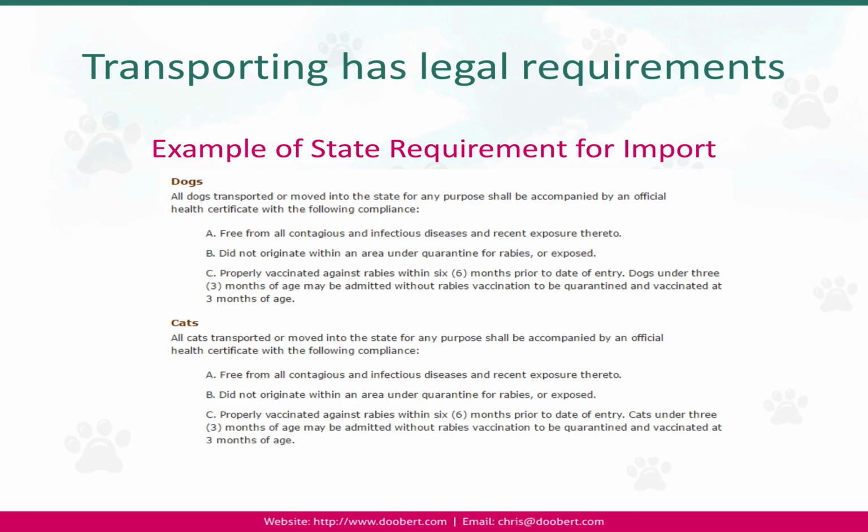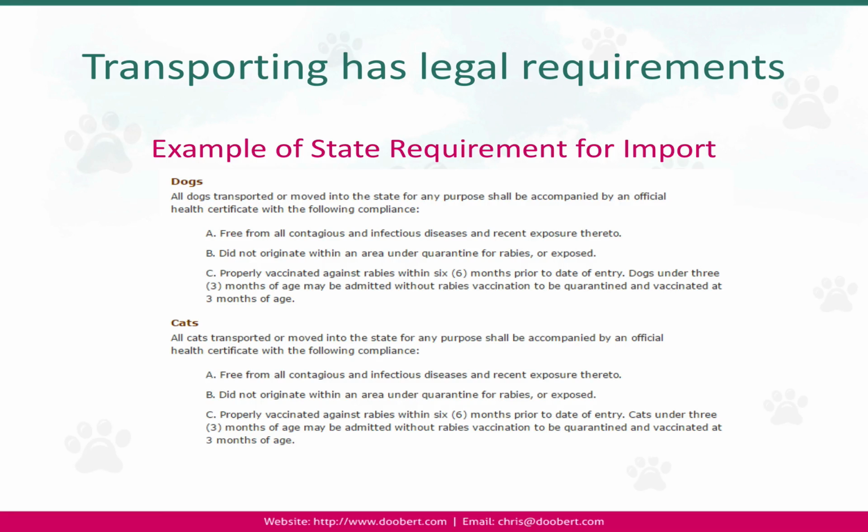Now into some legal requirements. Remember, as I mentioned, every state is a little bit different, but from the USDA website, you'll be able to actually get the details. So the one that we're showing you here is actually from the state of Mississippi. And it's just an example. Every state is a little different. It talks about all dogs being transported need an official health certificate, which is what we just referred to, the CVI. Must be free of contagious diseases, did not originate in an area under quarantine or exposed for rabies, properly vaccinated, and then something similar for cats.